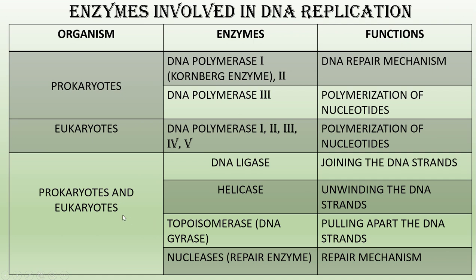These enzymes are common in prokaryotes and eukaryotes. DNA ligases join the DNA strands. If two fragmented Okazaki fragments are there, they are joined together by DNA ligase. Helicase is an enzyme. The double-stranded DNA gets separated, or unbinding of the DNA strands occurs, with the help of the enzyme helicase. And the enzyme called topoisomerase or gyrase, just before unwinding, pulls apart the DNA strands. And nuclease is the enzyme which is involved in DNA repair mechanism.